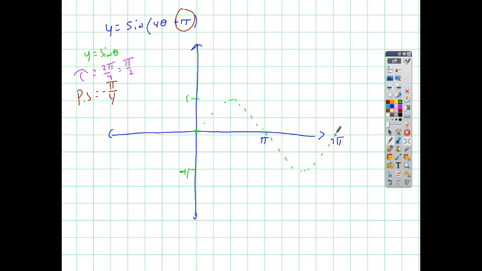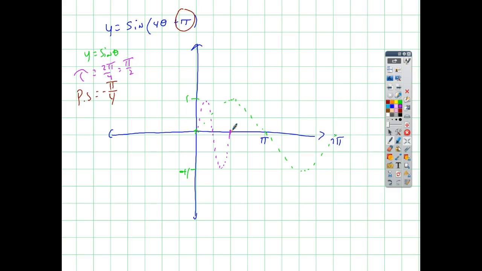Period of pi over 2. I'm going to do that whole entire thing by when? Pi over 2. So here's pi over 2 right here, right? I'm going to go up, all the way down, and back to there by pi over 2. With me so far? Okay.